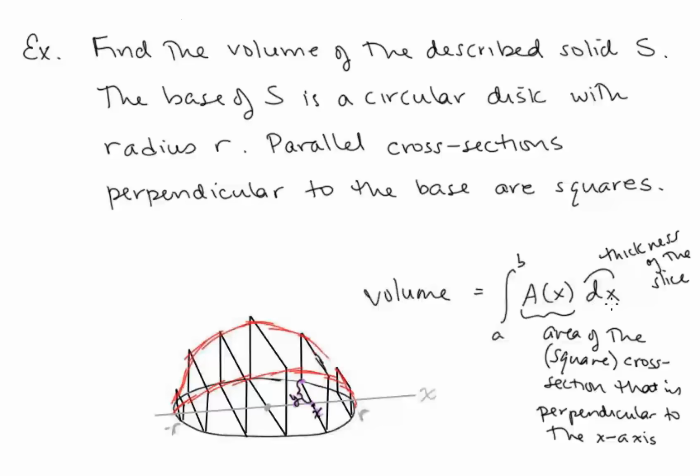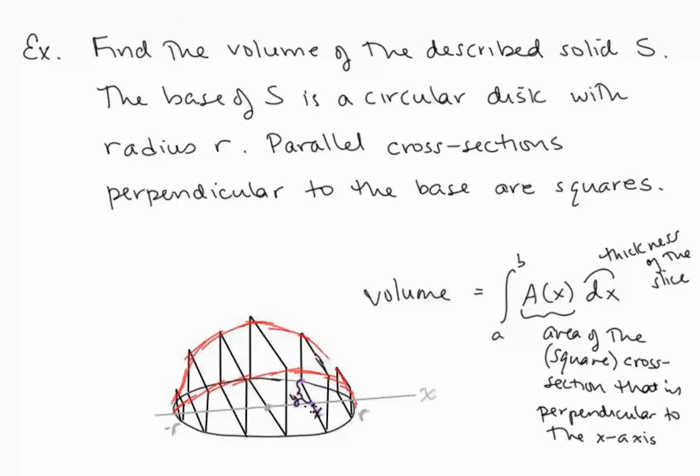And then dx represents the thickness of the slice, right? That used to be delta x, and then when we take the limit as n goes to infinity, that becomes dx. And then a and b are the bounds on x, so in our case, our bounds are going to be negative r to r. So what we need to figure out now is A of x. Based on any x value at which we're taking a slice, what's the area of that square?